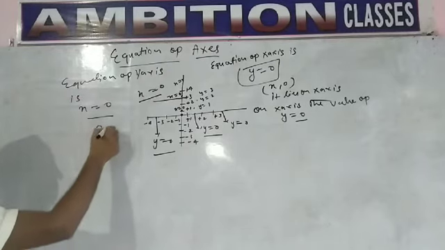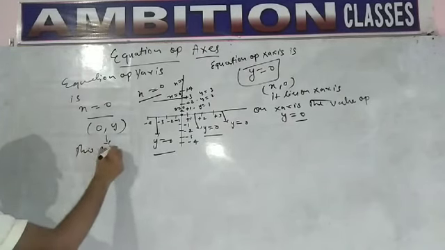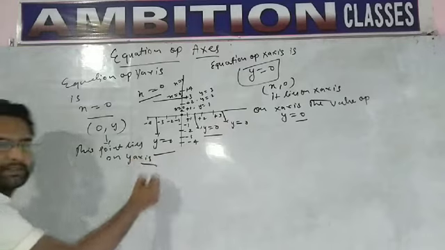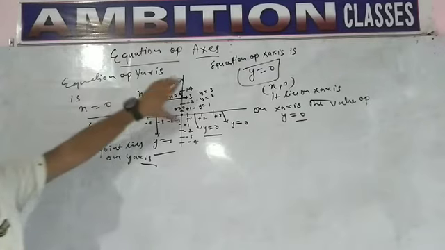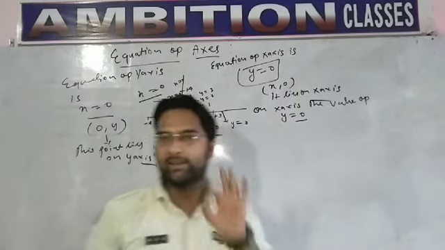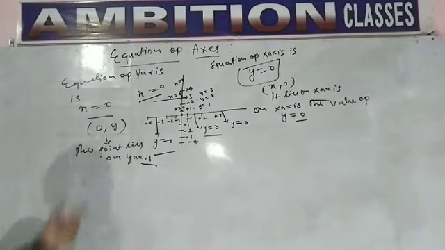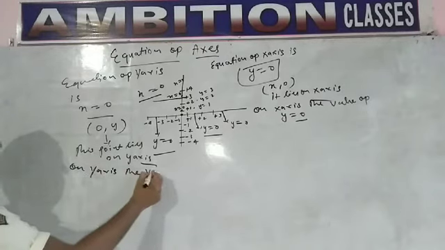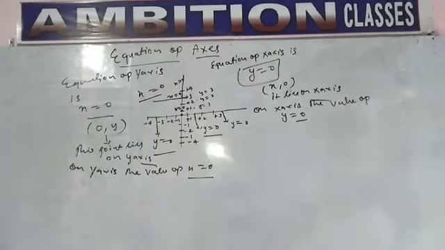If we are given a question like 0 comma y, it means this point lies on the y-axis. Is it clear, students? This point will lie on the y-axis. Why? Because the value of x is 0. We come to the conclusion that on a y-axis line the value of x will be 0, and on an x-axis line the value of y will be 0. So what is the conclusion, students? On y-axis the value of x equals 0. Please notice this, students. Please take a screenshot. It is a very important topic.